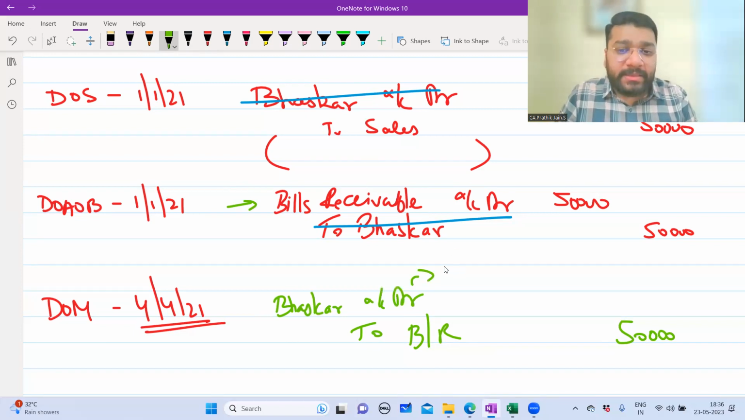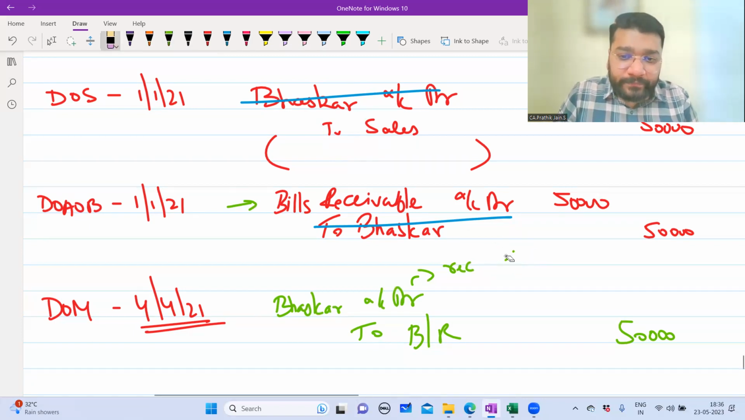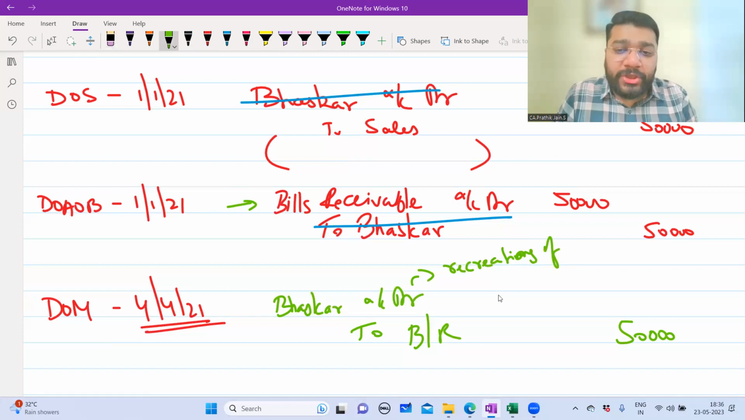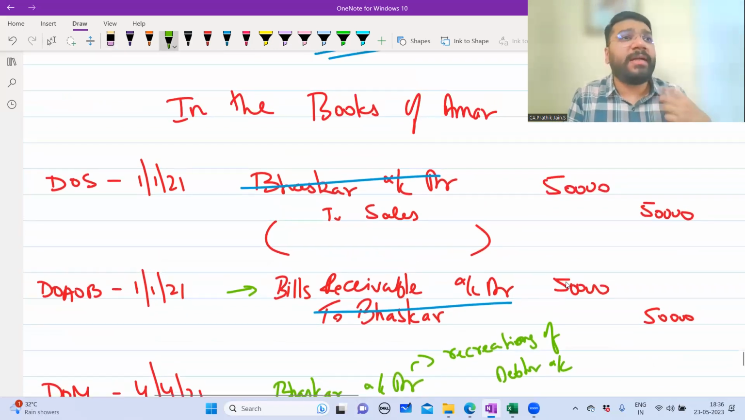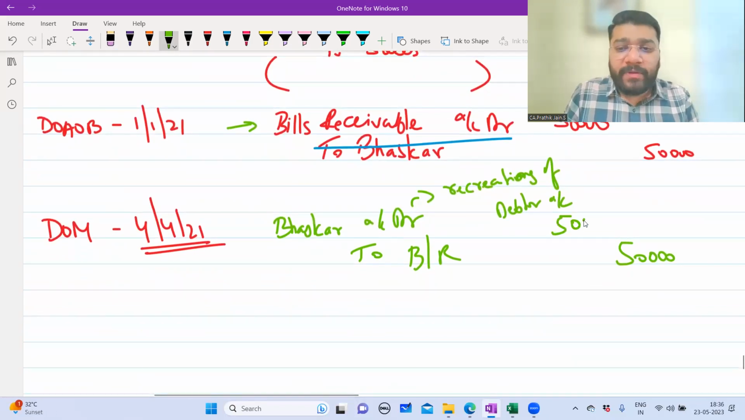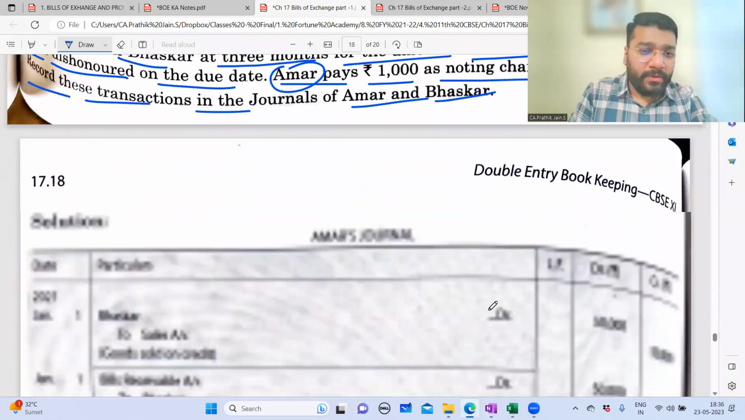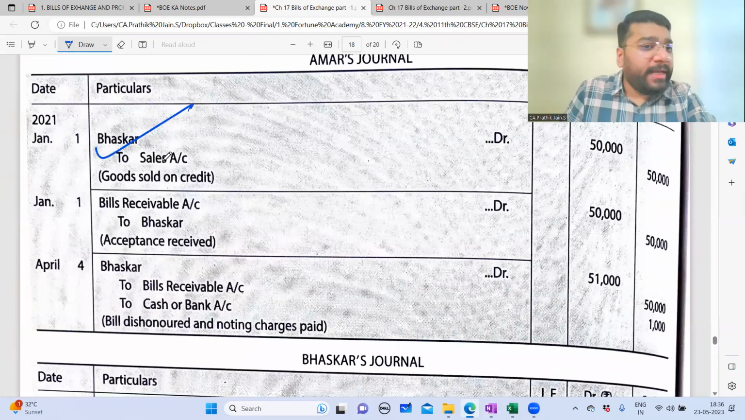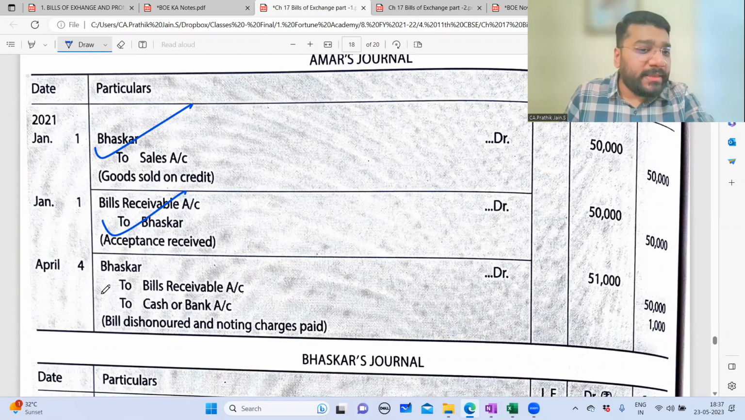So please note it down. This is recreation of debtor account. Because originally in the first 2 transactions, the debtor's account is closed. Now we are recreating Bhaskar account debit to bills receivable, 50,000. Online people, do you have any problem? No, sir. So this is a sale entry. This is a bill of exchange execution entry, and this is a dishonourment entry.